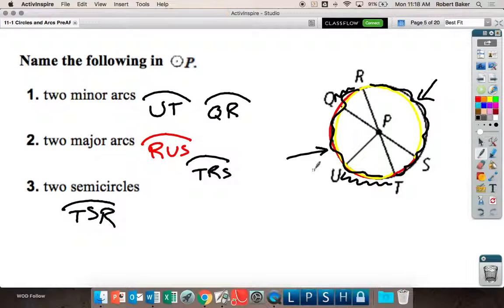So name a different semicircle that we haven't already talked about. Arc QUS. QUS is the diameter, and you can say QUS, QTS, STQ, doesn't really matter. That's the first part of your homework. How do you feel about that? Let's talk about it. What do you like? What do you hate?